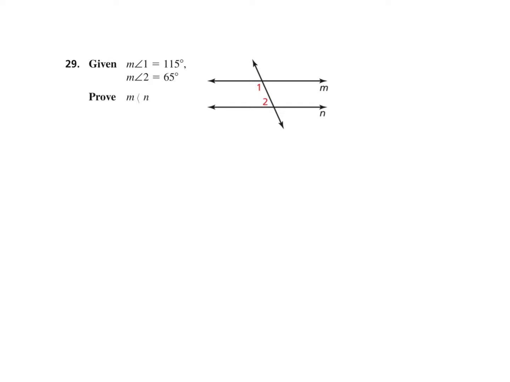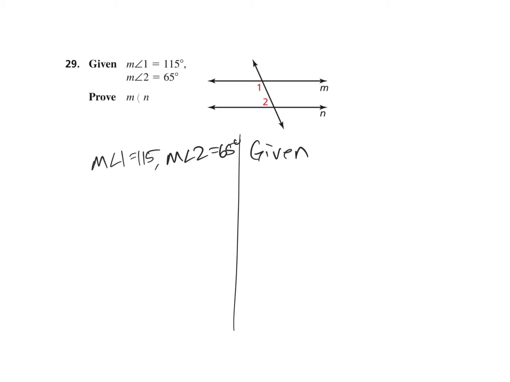Okay, so let's write a proof to show that M is parallel to N. All right, so really quickly, let's draw a two-column proof. And let's write down our givens. Measure of angle 1 equals 115. Measure of angle 2 is 65 degrees.